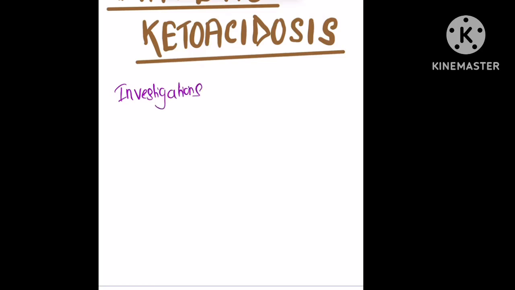Now you see that whenever a patient comes to us with a case of suspected diabetic ketoacidosis, we actually identify it from the signs and symptoms that we have discussed in the earlier part of this video. So we go for certain investigations. So what are those investigations? Of course, number one, you have got hyperglycemia, right? So for hyperglycemia, you have to go for a CBS.